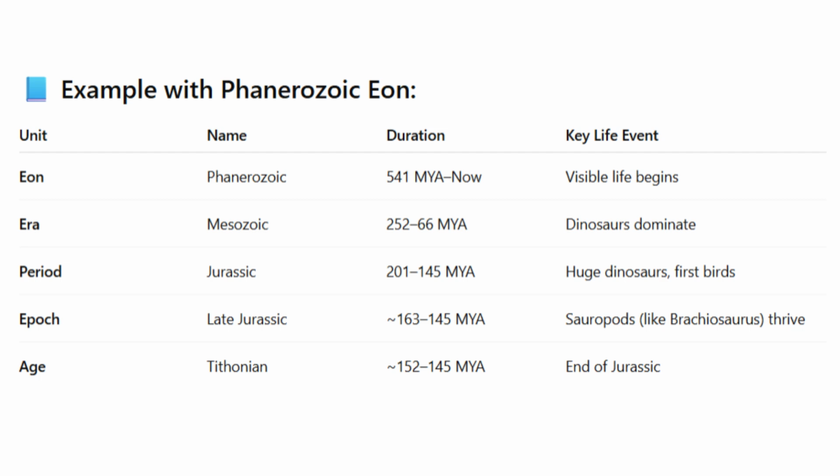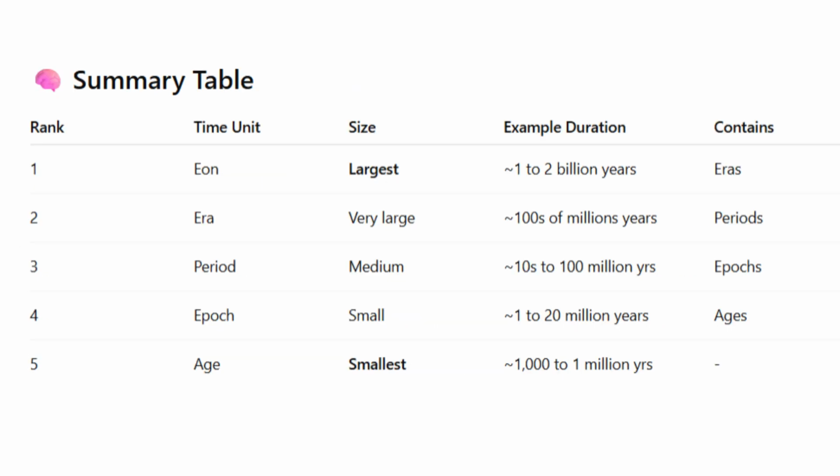rise of new ecosystems. From eons to ages, every layer tells a story, and every fossil, a whisper from Earth's living past. Let's break down Earth's history, from its grandest divisions to its finest details. At the very top we have the eon, the largest unit of geological time. Each eon lasts up to 2 billion years and contains multiple eras.